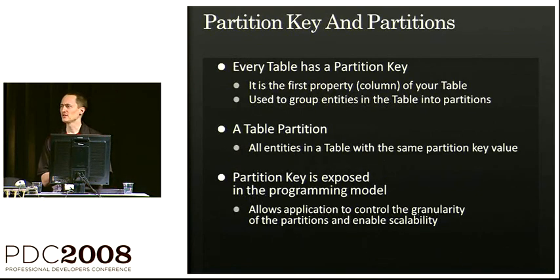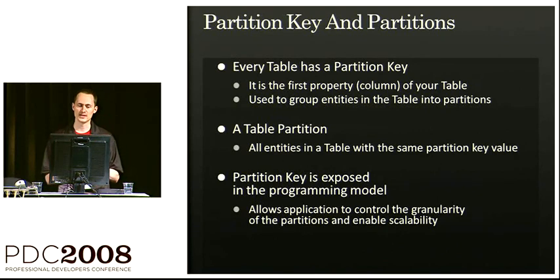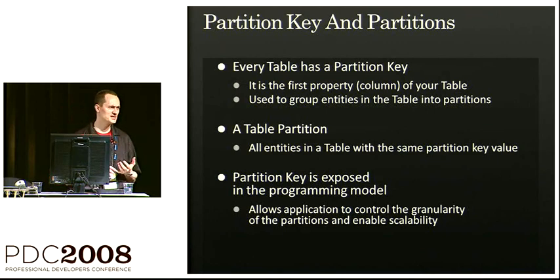First I want to define what a partition key is and a partition. Every table has to have a partition key. You can think of it as the first property or column of your table. What we do with this is we group entities in the table that have the same partition key into what we call table partitions. So a table partition is all the entities in your table with the same partition key value. We expose this partition key to users in our programming model to allow applications to control the granularity of their partitions and to enable scalability.